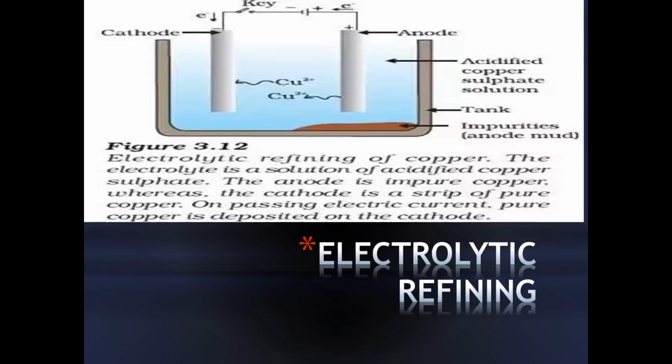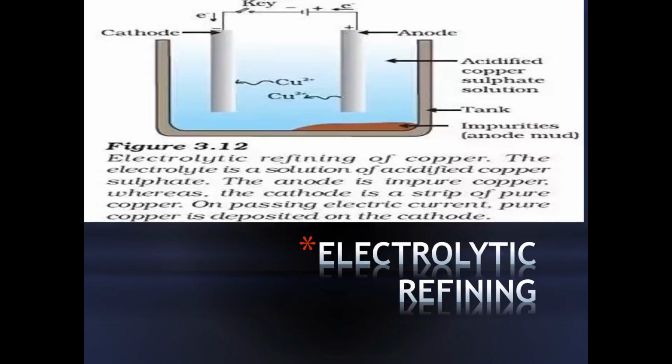Here, see the electrolytic refining of copper. The electrolyte is a solution of acidified copper sulfate. The anode is impure copper and the cathode is pure copper. Similarly, we can take the anode as an impure silver rod and the cathode as a pure silver rod; for that the solution will be silver nitrate, and here the electrolyte is copper sulfate.